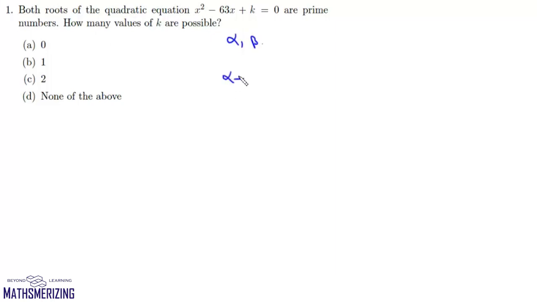Now we'll get alpha plus beta as 63 and alpha into beta is k. Now this alpha is prime and beta is prime. Since this sum is an odd number, one of the numbers must be odd and the other must be even. So let alpha be odd and let beta be even, and the only even prime number possible is 2.